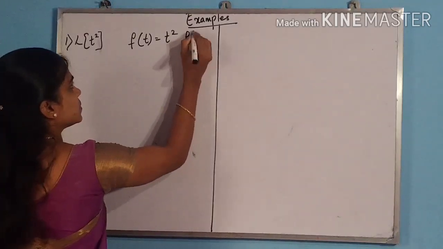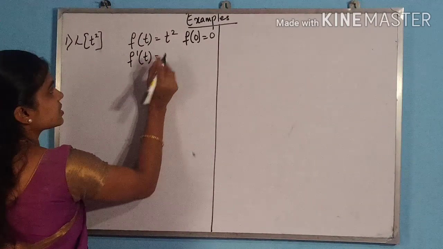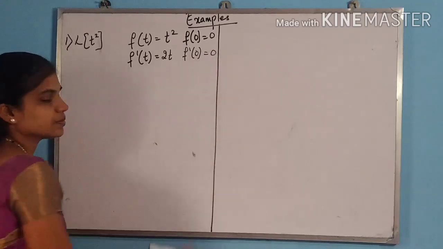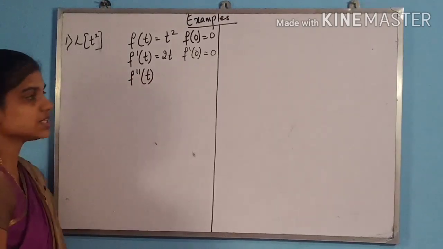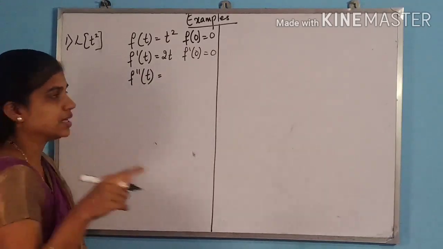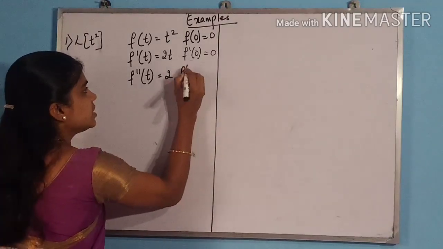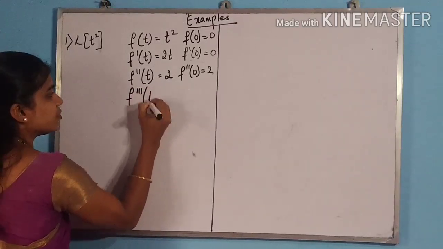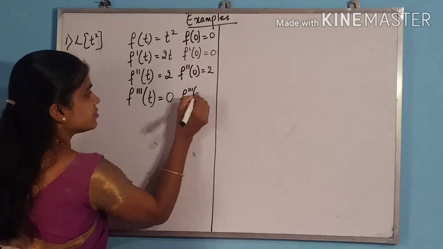So what is f of 0? It is going to be 0. And what is f dash of t? The derivative of t square is 2t, and f dash of 0 is 0. And if I again differentiate it, I have f double prime of t. This is equal to the differentiation of 2t. Differentiation of t with respect to t is 1. So 2 is a constant, so into 2, I am going to get 2, and f double prime of 0 is 2. Now let me differentiate this again. So what I have, f triple prime of t, differentiation of a constant is 0, and here I have f triple prime of 0 is 0.